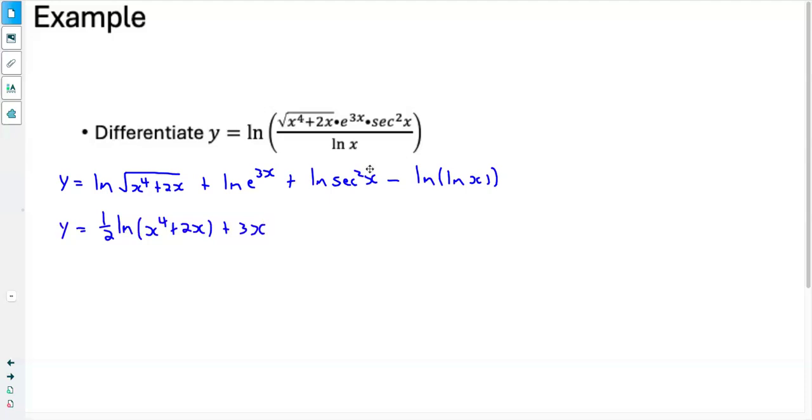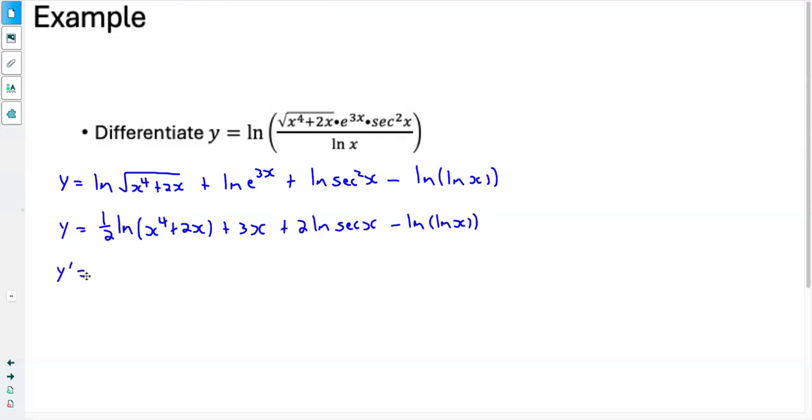We can use our exponent or power law to bring the 2 in front. So we've got plus 2 times the natural logarithm of secant x. And then we've got minus the natural logarithm of the natural logarithm of x. And now we'll take this form and take our derivative.